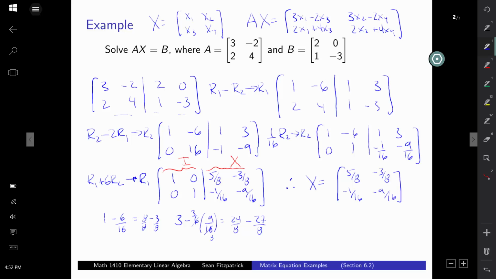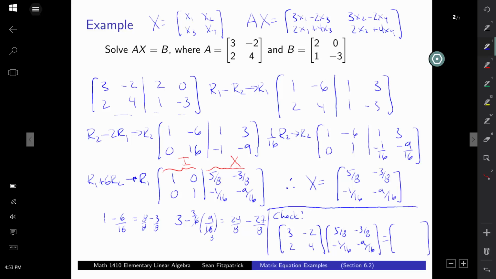And of course we could check, if we wanted to check, so A times X, so I do my A, 3 minus 2, 2, 4, times X, 5 over 8, minus 3 over 8, minus 1 over 16, minus 9 over 16. And alright, there's a bit of fraction arithmetic here. It's going to get a little bit messy.